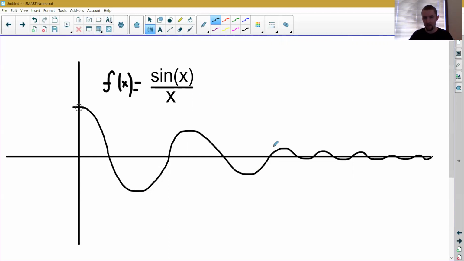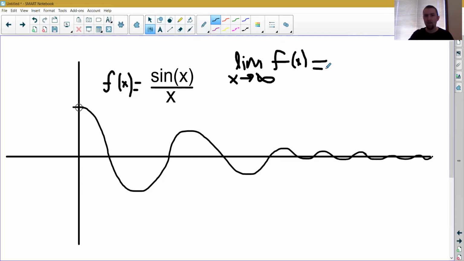Okay, what they're asking us to do here in number 84, we're going to skip over part A and not worry about the x-intercepts. But the question is, what is the limit as x approaches infinity? Okay, what is the limit as x approaches infinity for this particular function f of x?